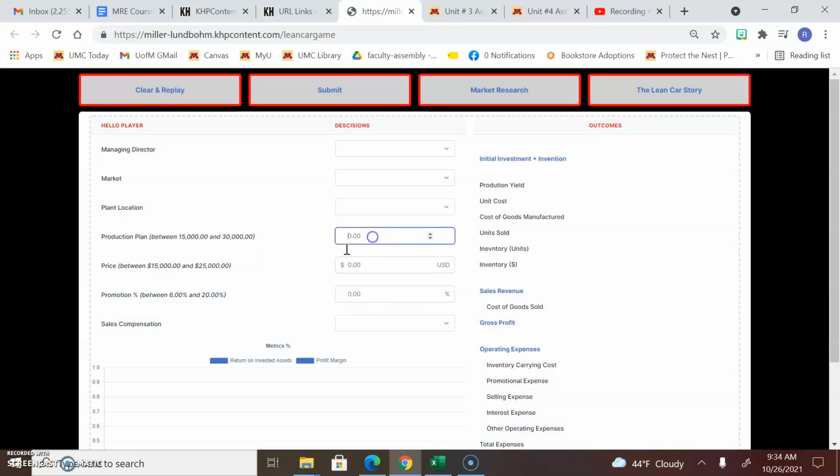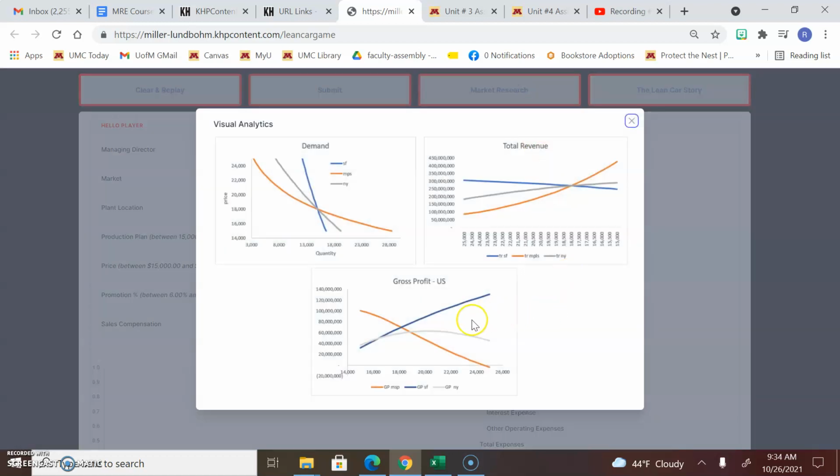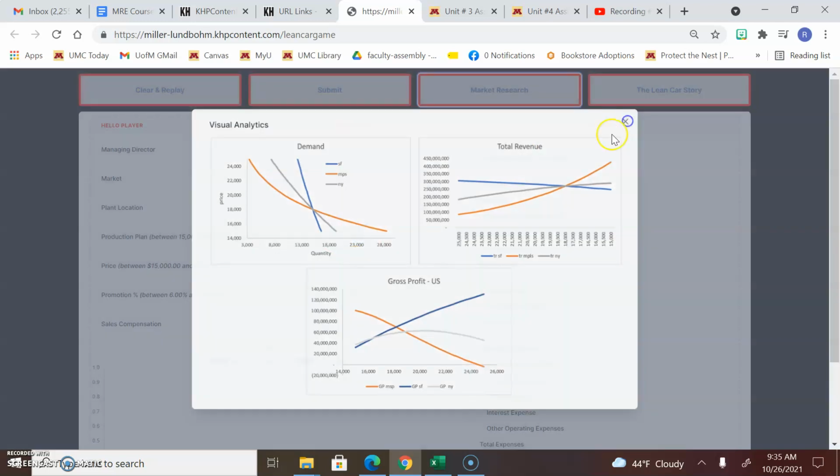You must also determine a production plan, so how many vehicles you're going to produce, between 15,000 and 30,000. Again, if we go into the market research on this demand curve, you can see the quantity you produce along with the price and how they go together, because they do go together for each market. So use your research, that's what it's there for.